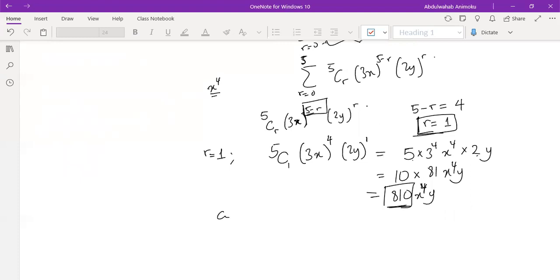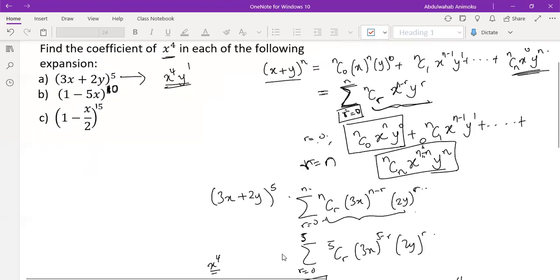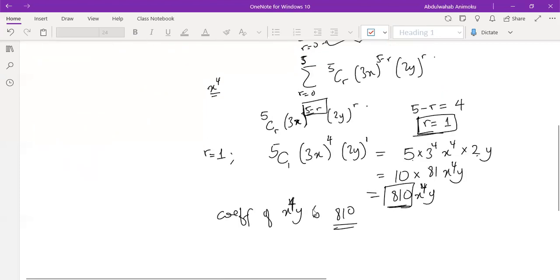So that term that would have x raised to power 4 would have the coefficient 810. So the coefficient of x raised to power 4y is 810. So there's a problem in the question. It's not just x raised to power 4, it's x raised to power 4y for this particular problem. Okay, so this is how we approach it, and this is how we find the coefficient of any term in the expansion.